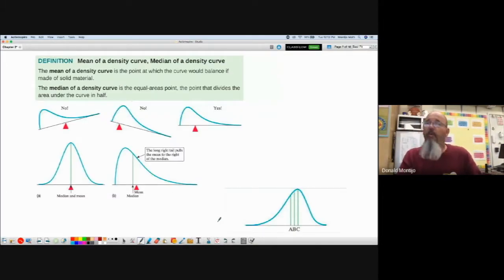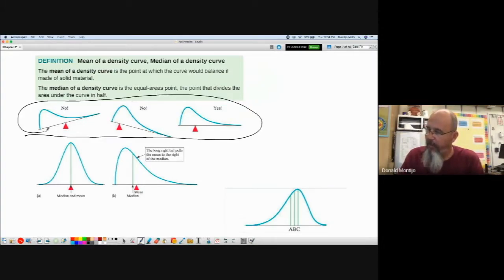Now, we talked before in chapter 1 about location of the mean and median. The sentence that we need to remember is that the mean and median both describe centers, but the mean is always on the skewed side of the median. So if you look at these first 3 up here, they're all right skewed. Okay? How do I locate the mean visually on a density curve?